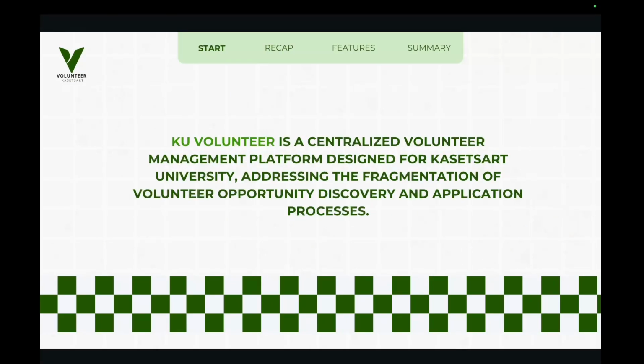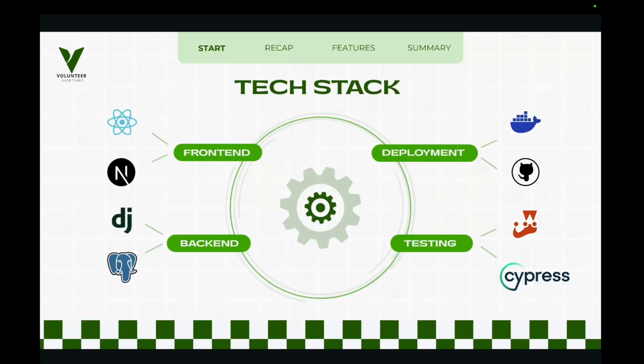KU Volunteer is a centralized volunteer management platform designed for Kasetsart University, addressing the fragmentation of volunteer opportunity discovery and application processes. The tech stack: for the front end we use React and Next.js, and for the back end we use Django and PostgreSQL. For deployment we use Docker and GitHub CI/CD. For testing we use Jest for the front end, and Cypress for end-to-end testing.